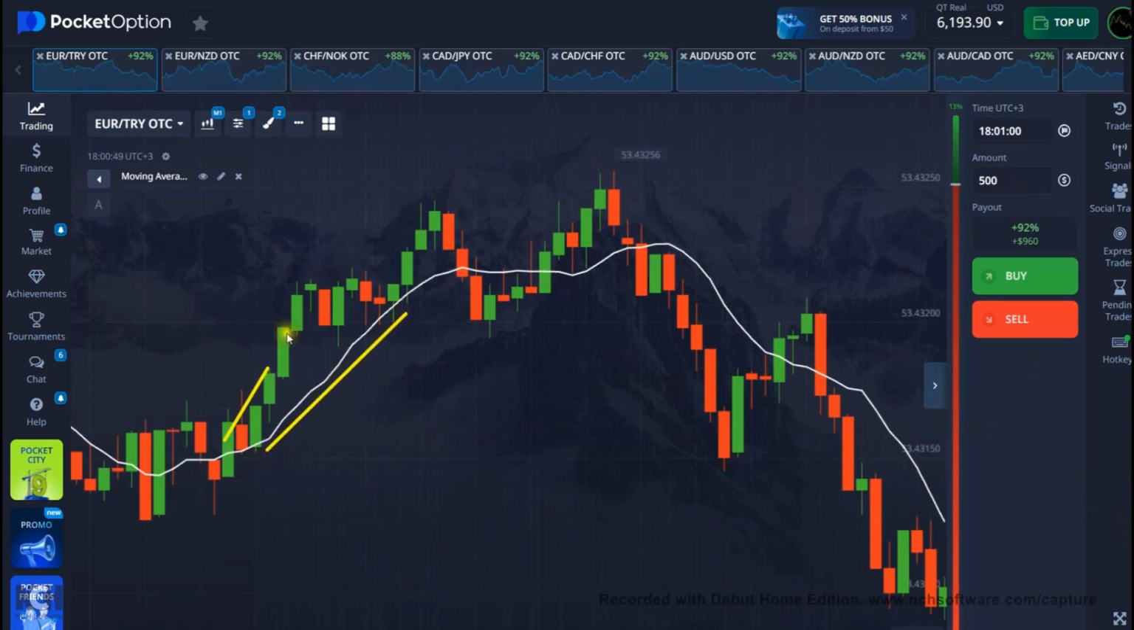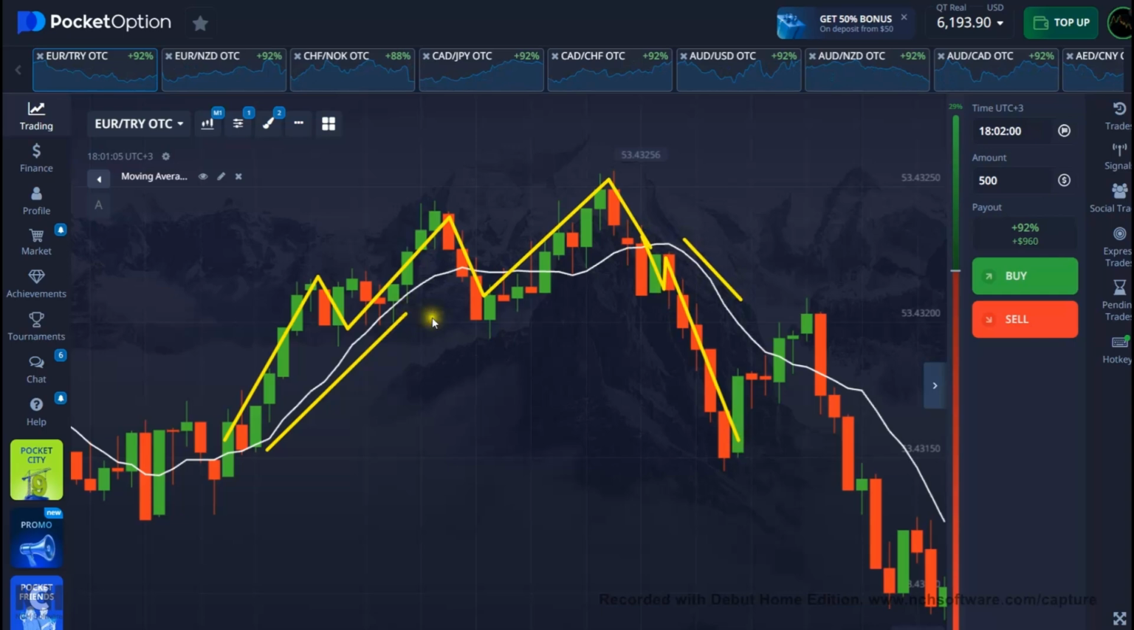And now for the sellers, as you can see, the market was moving up. We were creating higher highs and higher lows. But at this point right here, the market's direction changed, and as we can see, our moving average started moving down. So at this point, we are creating lower lows and lower highs. And we had this previous higher low, which was broken. So we call this a break of structure.